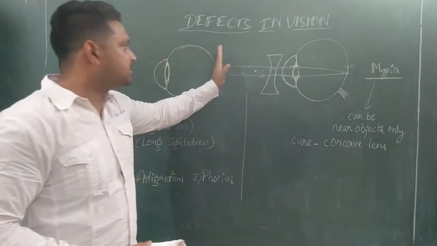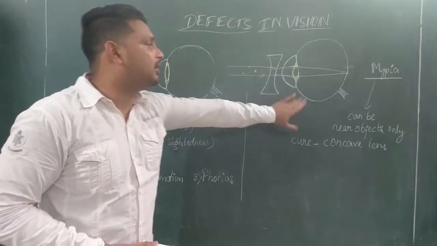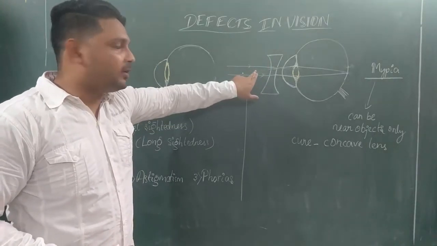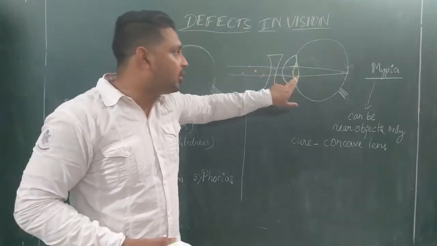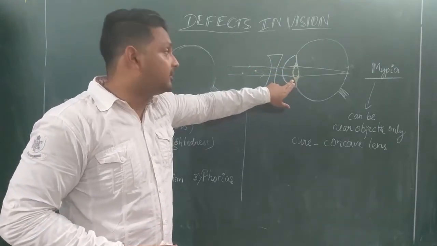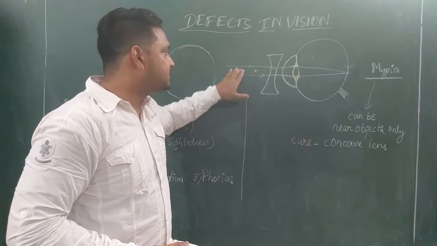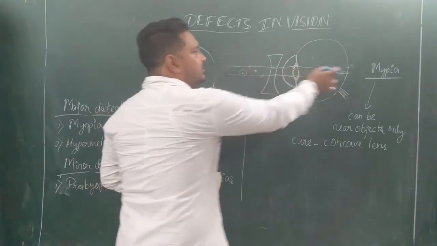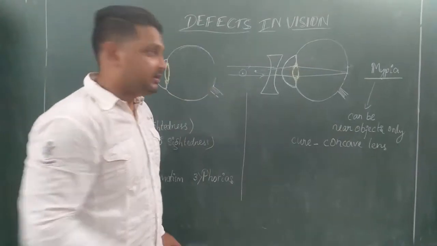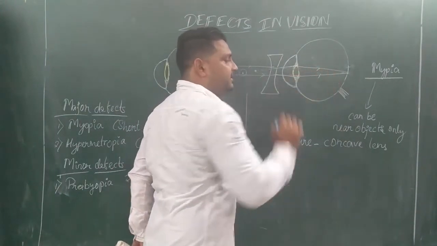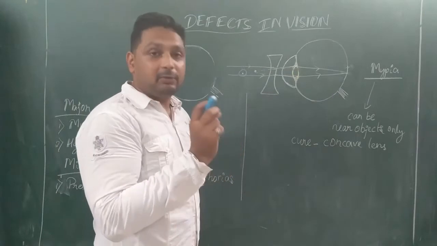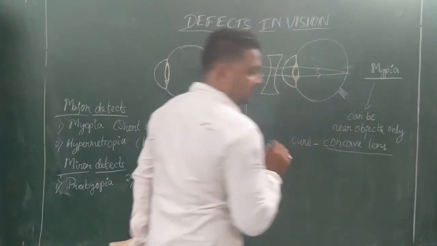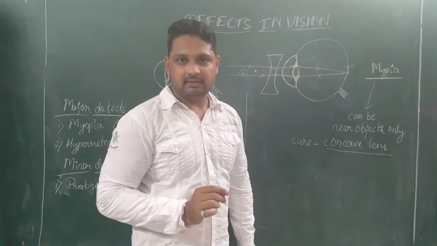As you can see, the object was beyond the distant vision of a myopic eye. But due to this concave lens, the image formed here now acts as an object for the eye, and since the object came near, you can easily detect the image. By this method, the myopic problem is corrected using a concave lens. Understood? Good.